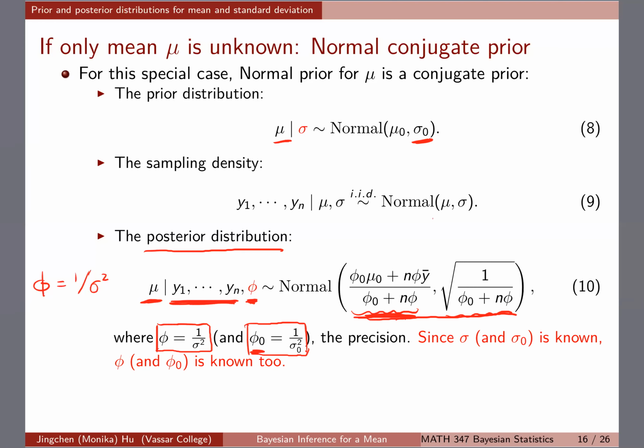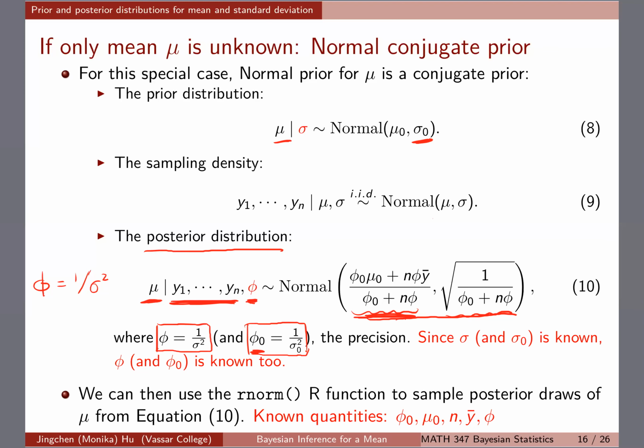So you can pretty much imagine now, if we're going to work with this posterior normal distribution, if I know all of those quantities, phi 0, mu 0, n, y bar, and phi, if I know all of this based on my equation 10, I know everything about this normal distribution, right?